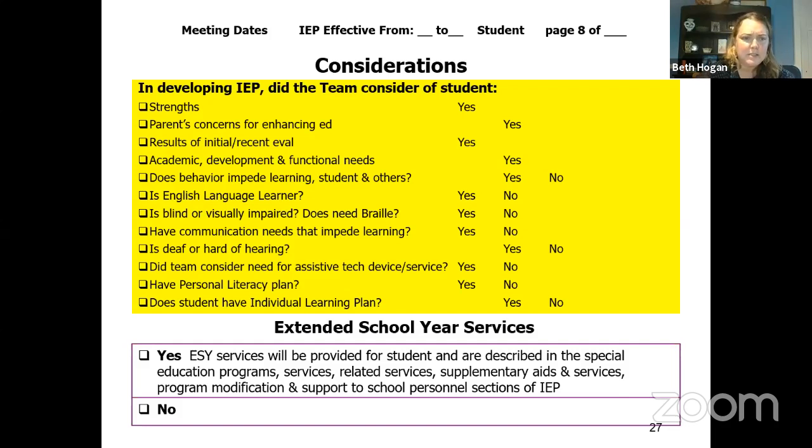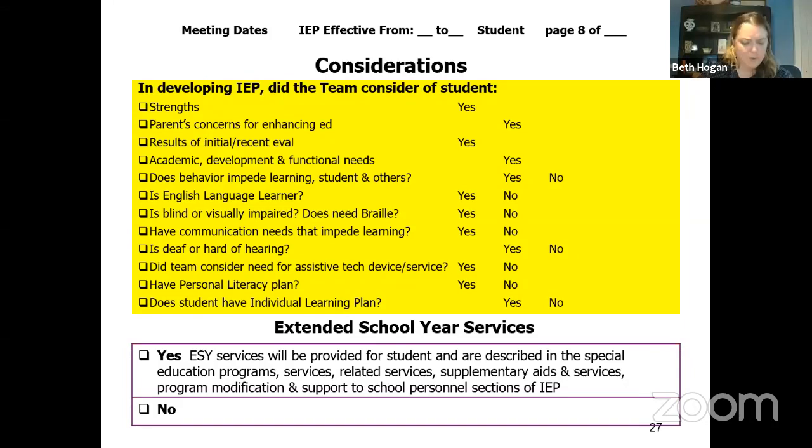Another one is, did the team consider the need for assistive tech devices or services? Usually a team is going to check yes off. They've considered it. Not every student is going to need an assistive technology device or service, but the team will probably consider whether or not they do need it.